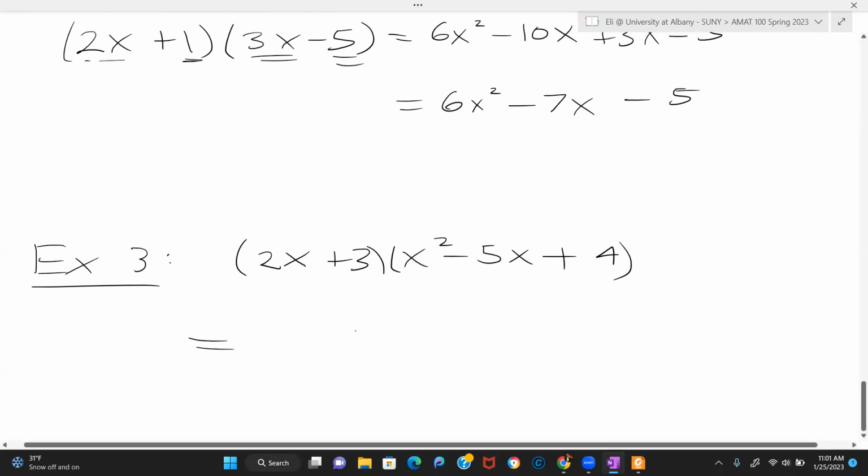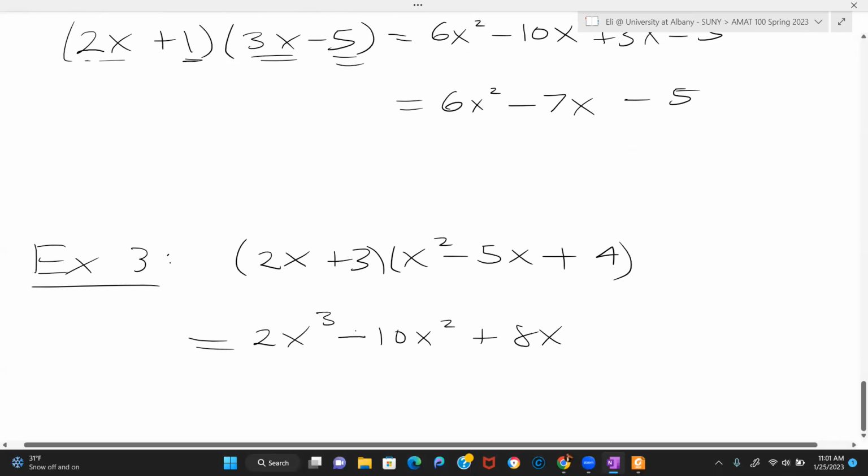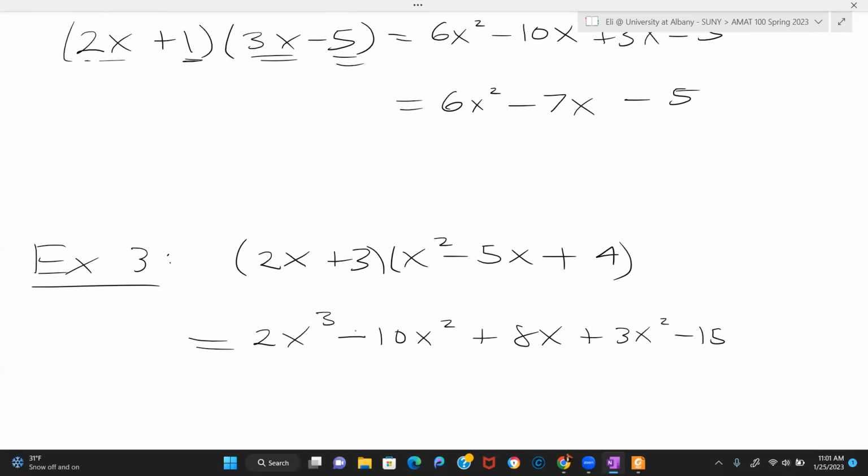So I get 2x times x squared, that's going to give me 2x cubed. 2x times the -5x, that's going to be -10x squared. And then the 2x times the 4, so it's going to give me 8x. Now this 3, I distribute that through, so it's going to be 3 times x squared, so it's going to be 3x squared. 3 times -5x, so it's going to be -15x. And then 3 times 4 to give me 12.